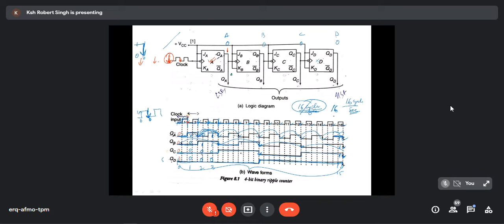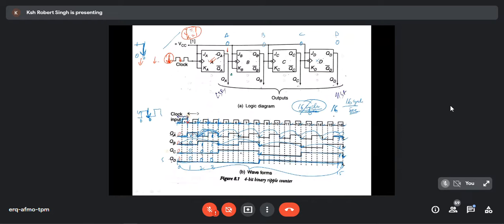J is 1, K is 1, always. You just see J is always 1, K is always 1. Someone is trying to log in. I will not allow anyone to enter; it is already 3. They are disturbing. So J is 1, K is 1 is fixed for all the flip-flops.